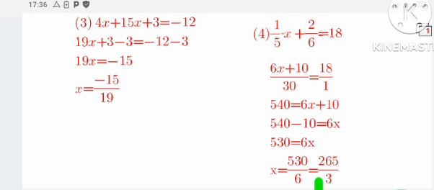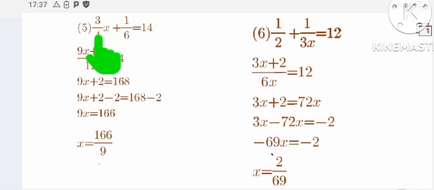Let's move on to number 5. 3 over 4 times x plus 1 over 6 is equal to what? 14. Remember, you need to undo the fractions first. Or you can collect like terms, but first of all, let's learn to undo the fraction first, because it is easier that way. Here we have 4 and we have 6 on the denominator of the fractions.